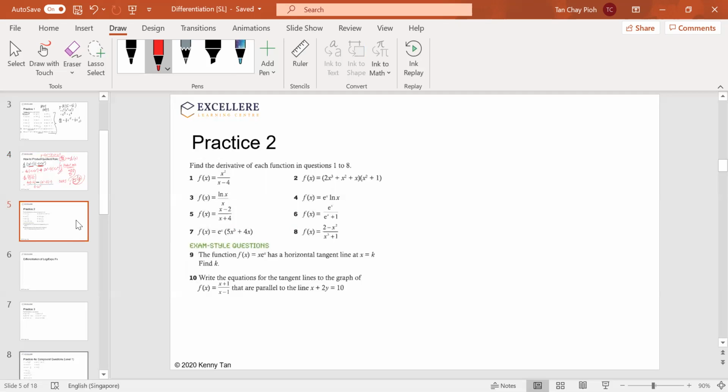Okay, so the first one is quotient. The second one is quotient. The third one is quotient. The fifth one is quotient. The seventh one is a product. Okay, how about you show me product rule first? Okay, so 7.